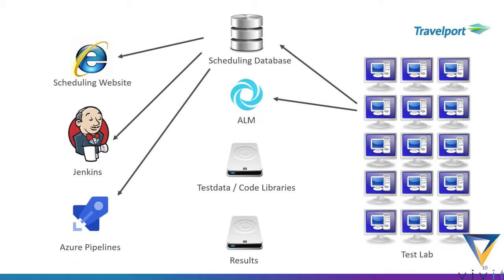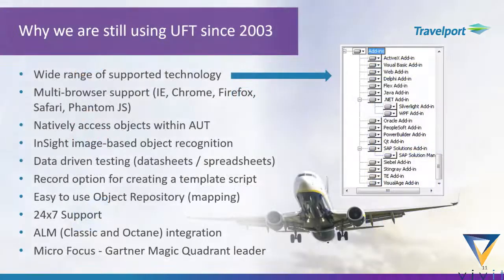Once the test has finished executing, the test machine writes the final result information to ALM and the scheduling database. This information is then fed back to the scheduling website, Jenkins and Azure DevOps, and if necessary, emailed to those involved in the project. So why UFT for 16 years?